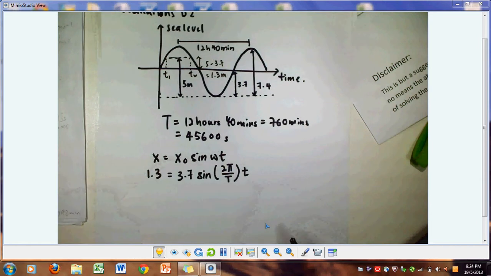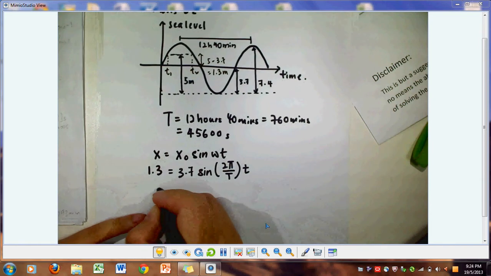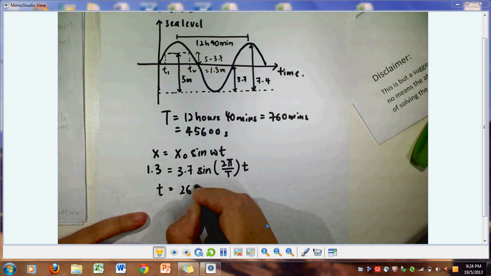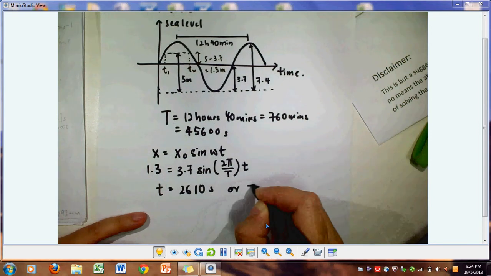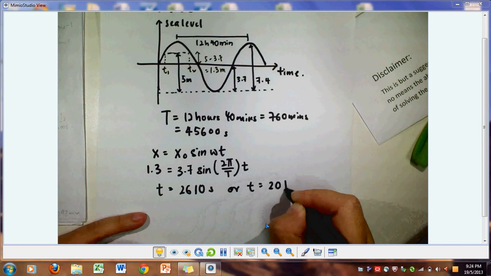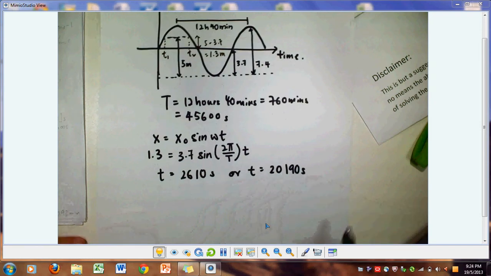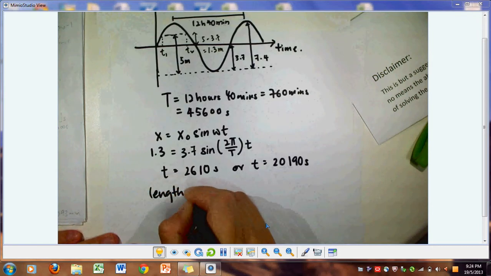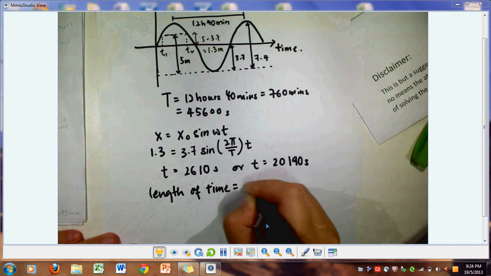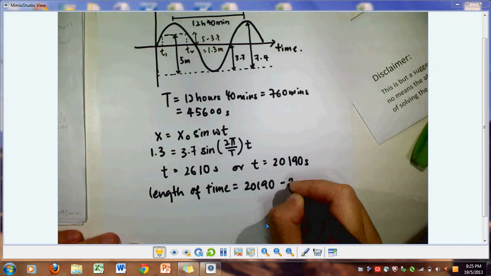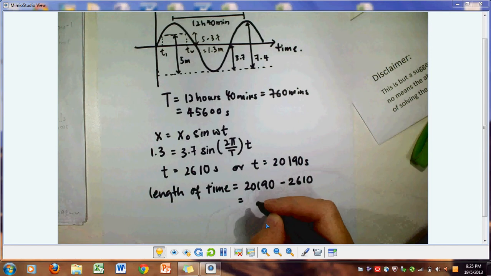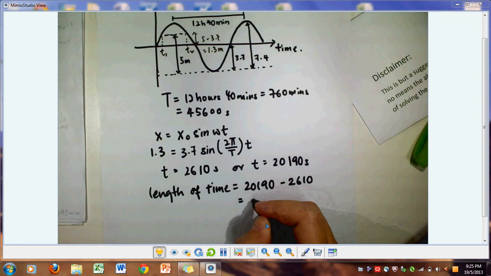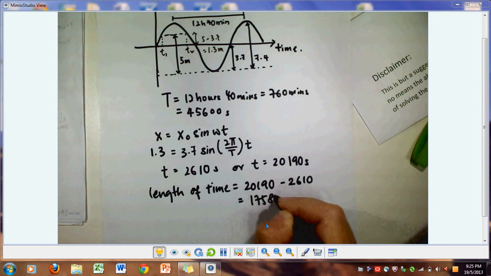So this will be 1.3. Okay, if I solve it, then I'll get t equals 2610 seconds, or t equals 20190 seconds, and these two answers are valid because they will be T1 and T2. So the length of time will be 20190 minus 2610, so you get a value of 17580 seconds, or 293 minutes.